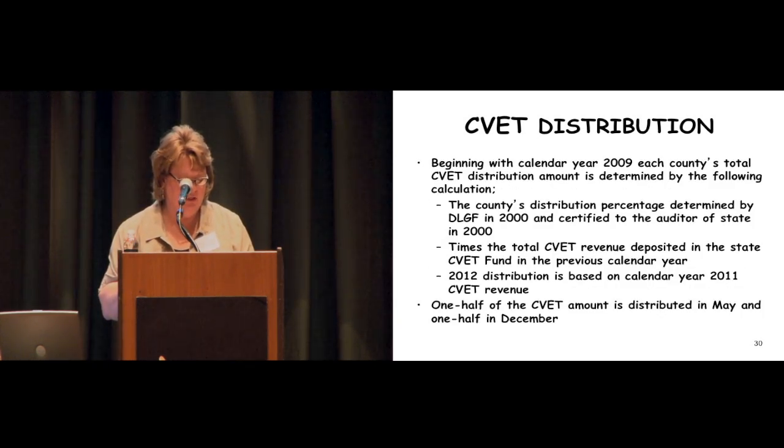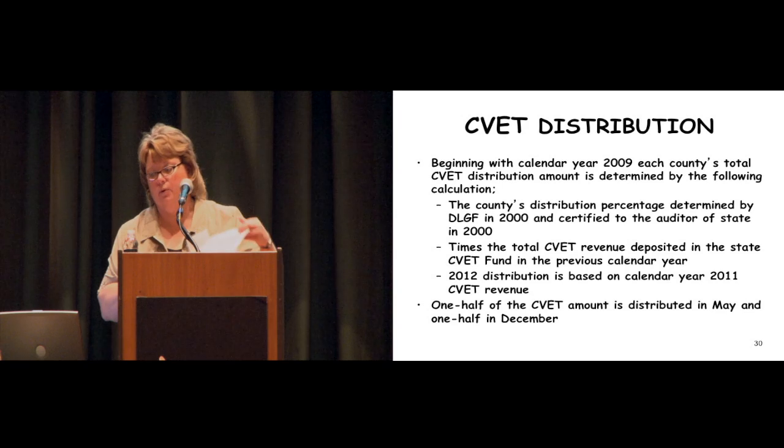Beginning with the calendar year 2009, each county's total CVET distribution amount is determined by the following calculation. The county's distribution percentage, determined by DLGF in 2000 and certified to the auditor of state in 2000, times the total CVET revenue deposited in the state CVET fund in the previous calendar year. The 2012 distribution is based on calendar year 2011 revenue. One half is distributed in May, the other in December.